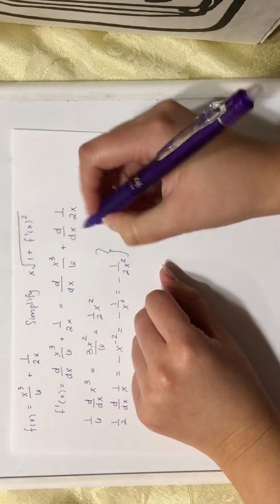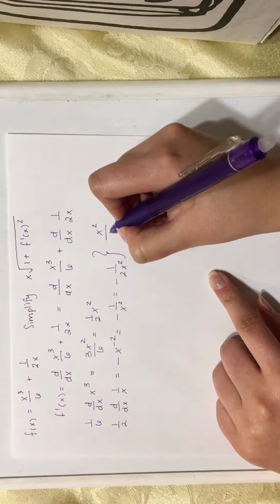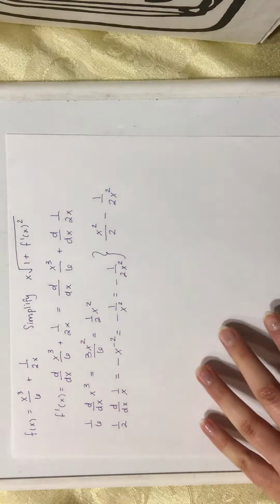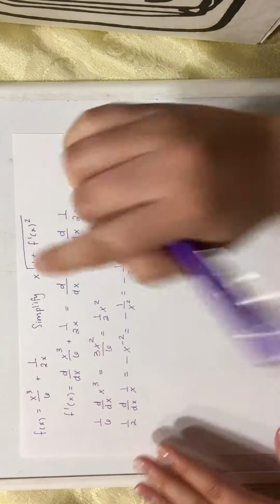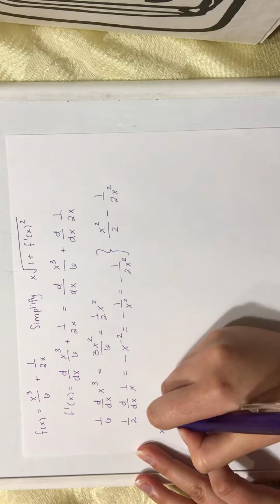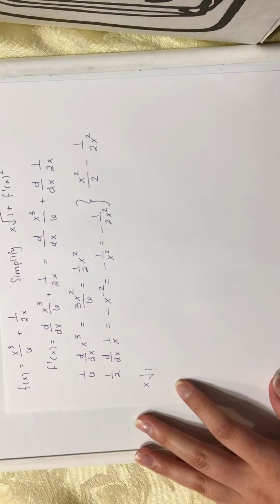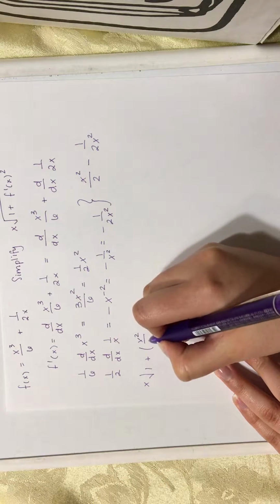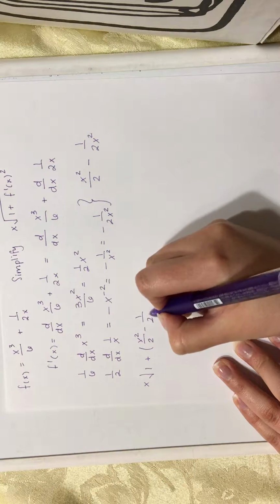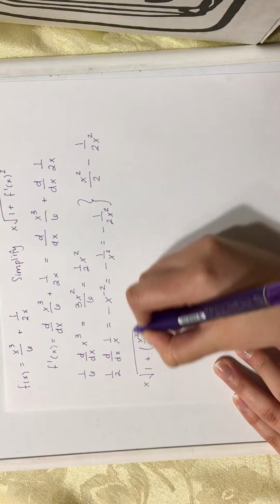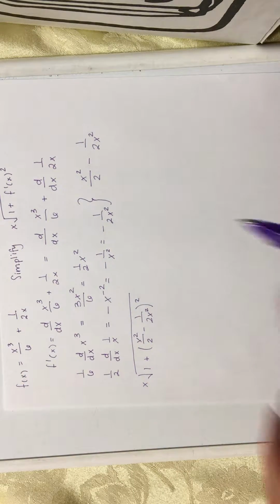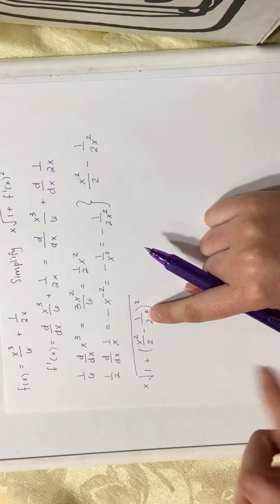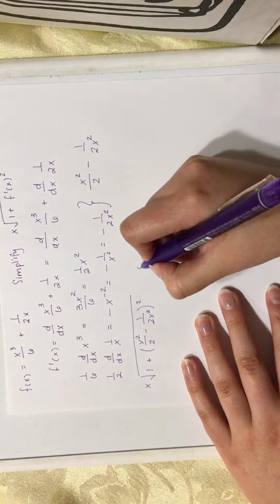Right, we plugged them in here. So now we have x squared over 2 minus 1 over 2x squared. Now we can put this back into our formula. Plus, so this squared means that this is going to be multiplied by the same thing. So we're going to use the distributing rule.